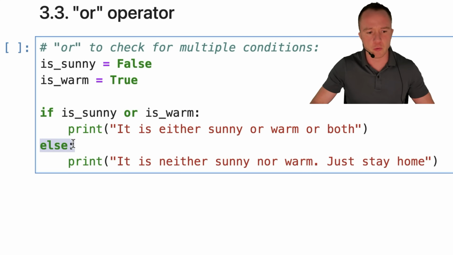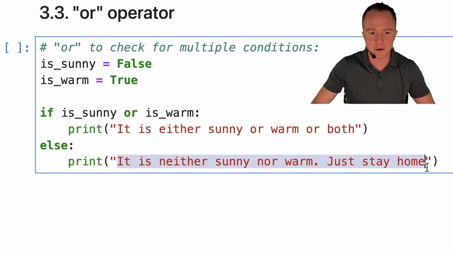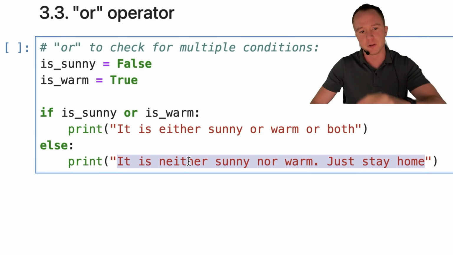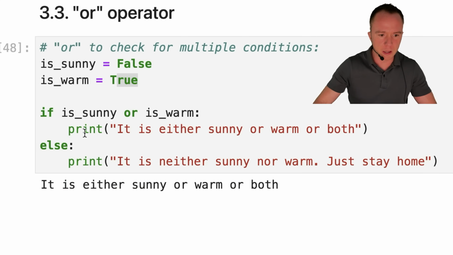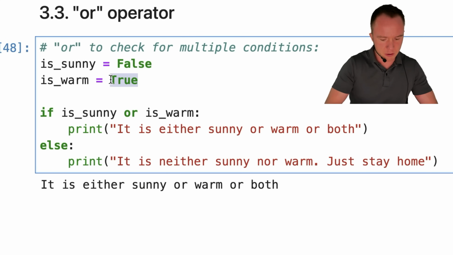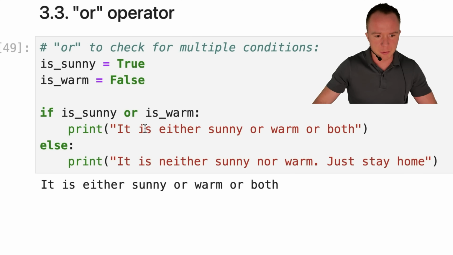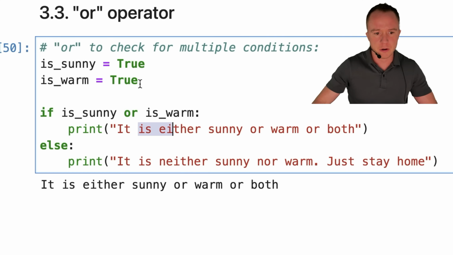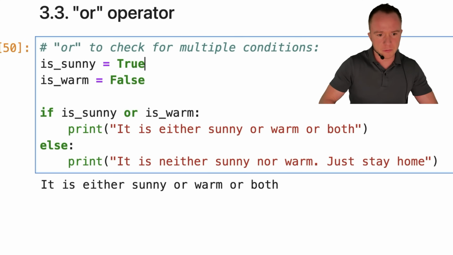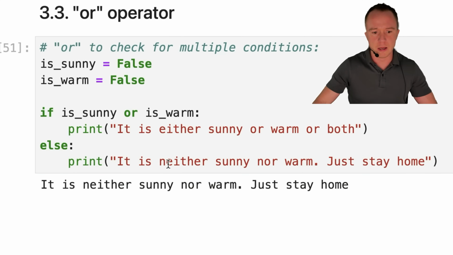Only in the else block we know exactly which combination we have, because in order to land down here, we know it is neither sunny nor warm, because only then will the or statement be false. If one of them is true, true, false, we execute that. We land up here. If we switch that now, let's say this one is false and this one is true, we also land up here. If both of them are true, we also land up here. And only if both of them are false, we land down here.